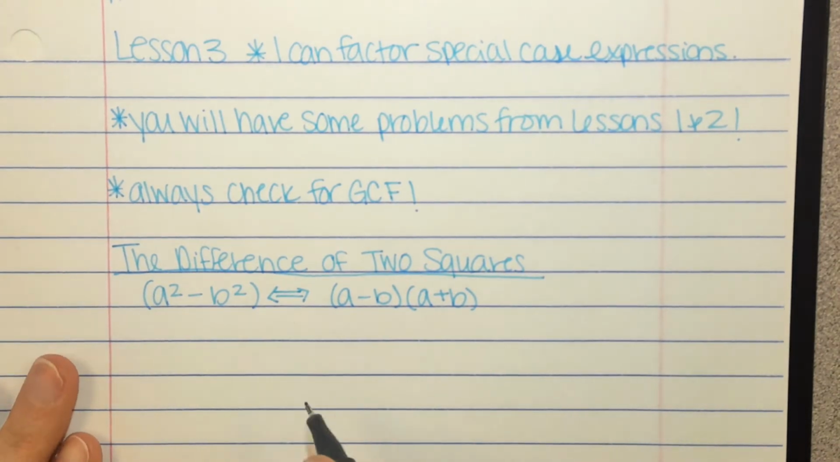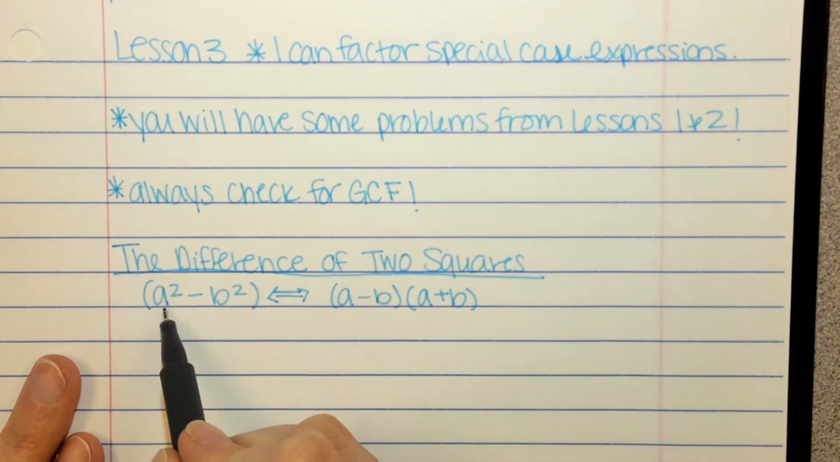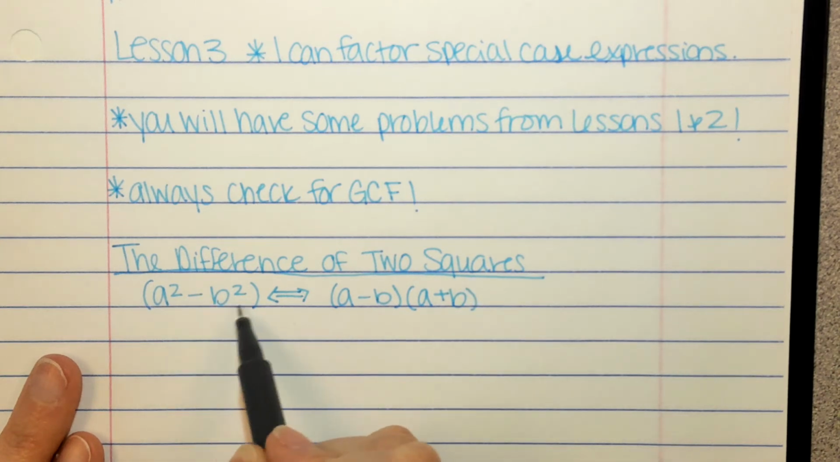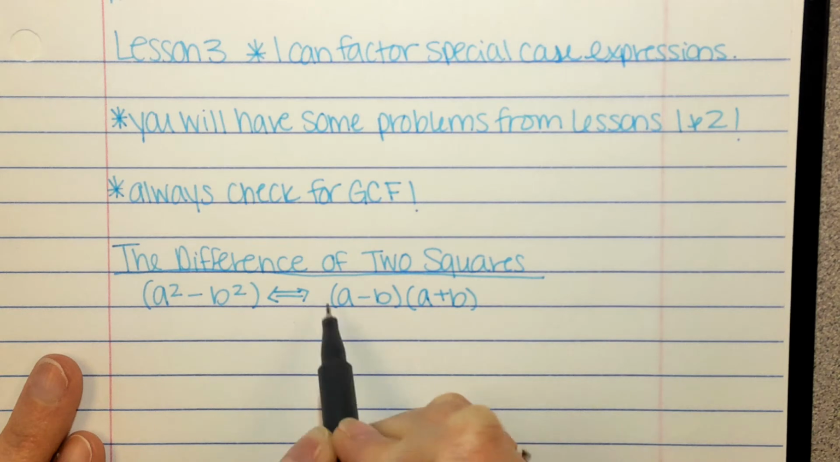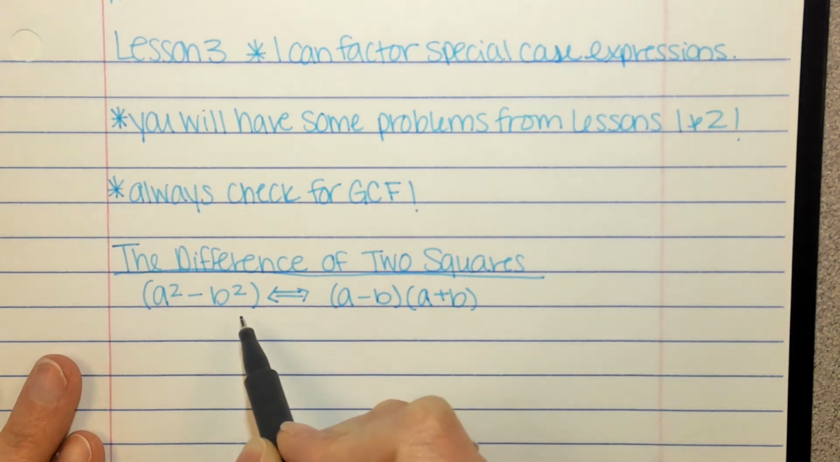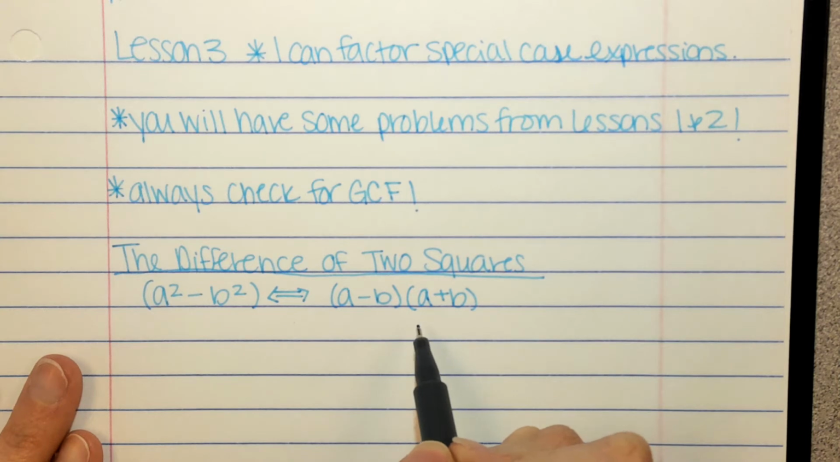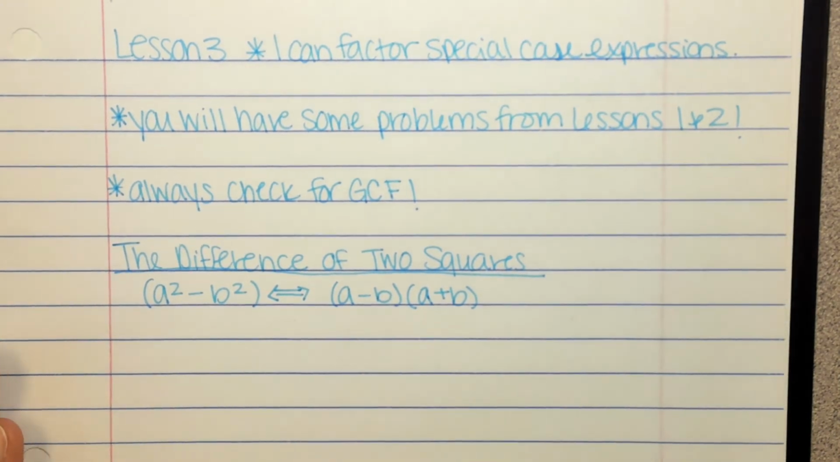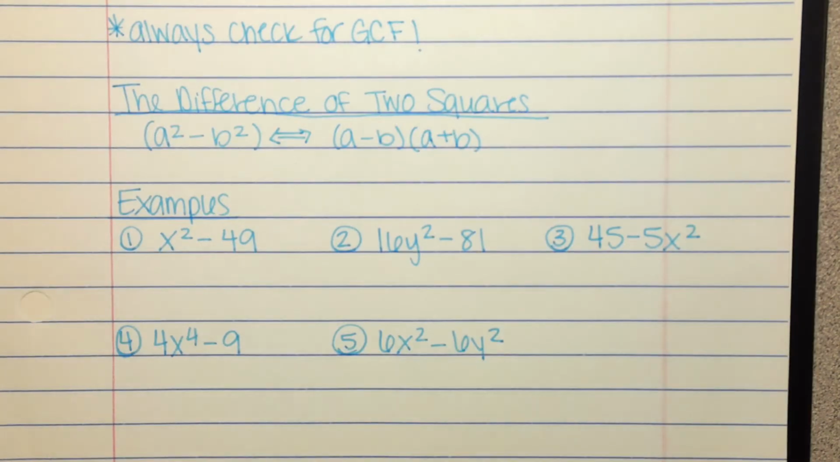Okay? So, and that works because if you have a times a, it's a squared. Negative b times b is negative b squared. And if you have negative ba plus ab, those cancel each other out. So this is just a little shortcut. But if you were to work it out the long way, you would still get the same answer. Okay, so we're just going to look at some examples here.